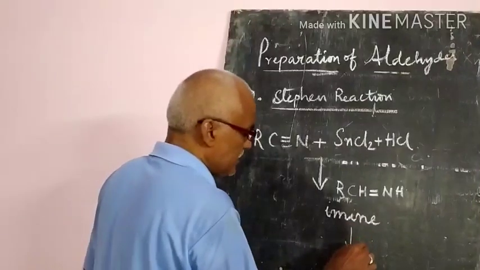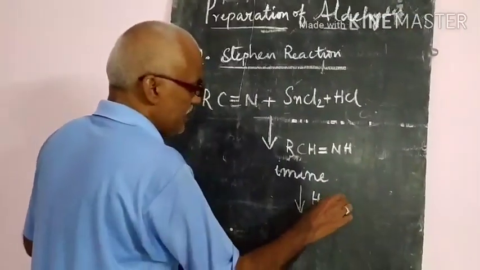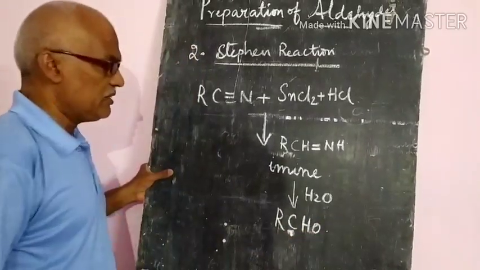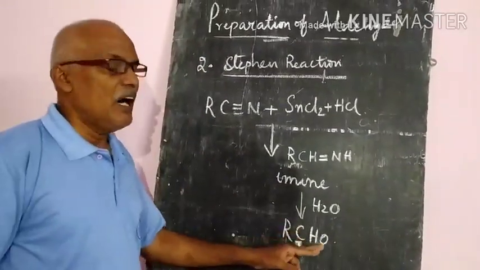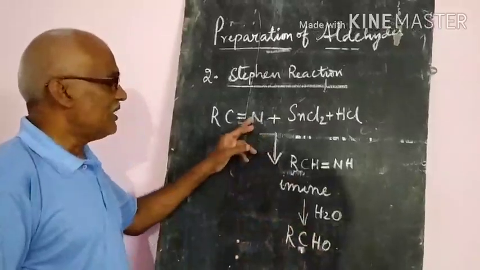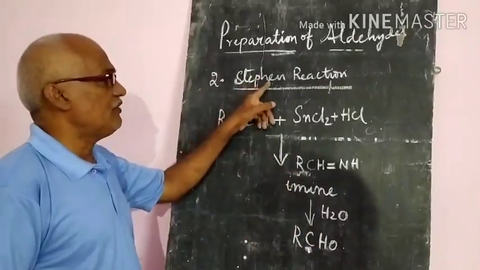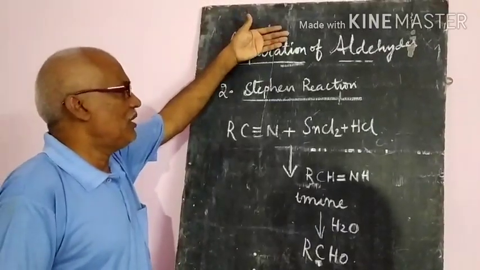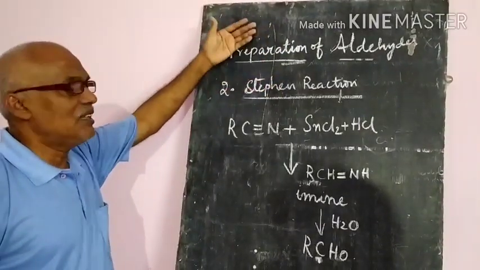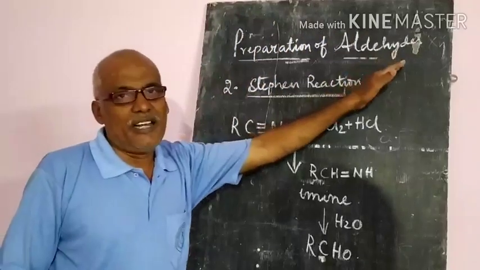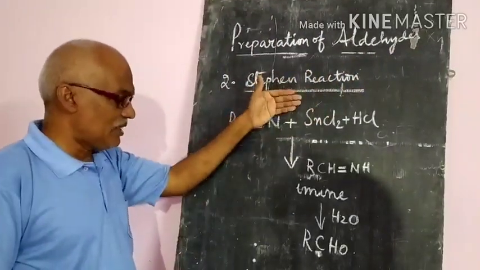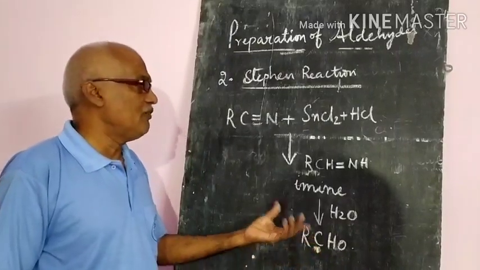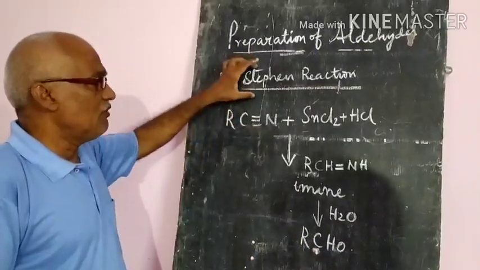Further hydrolysis of these imines will give the corresponding aldehyde, RCHO. So this reaction we call the Stephen reaction. I think you can understand the difference between the Rosenmund and the Stephen reactions. In the Rosenmund, aromatic aldehydes are prepared. In the Stephen reaction, alkyl aldehydes are prepared. So that is the difference between these two.